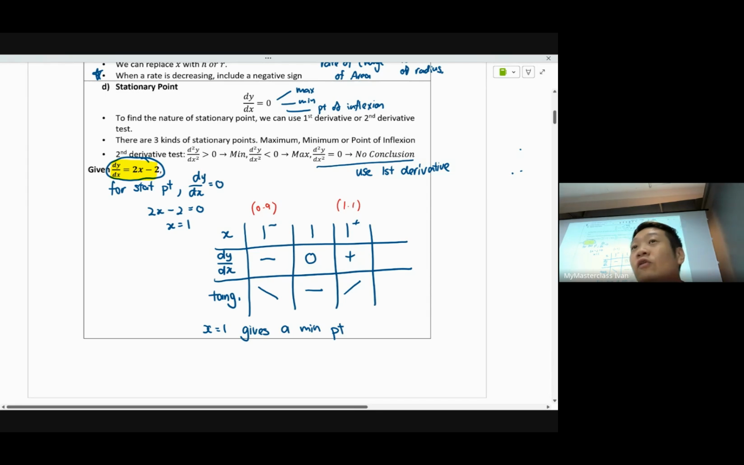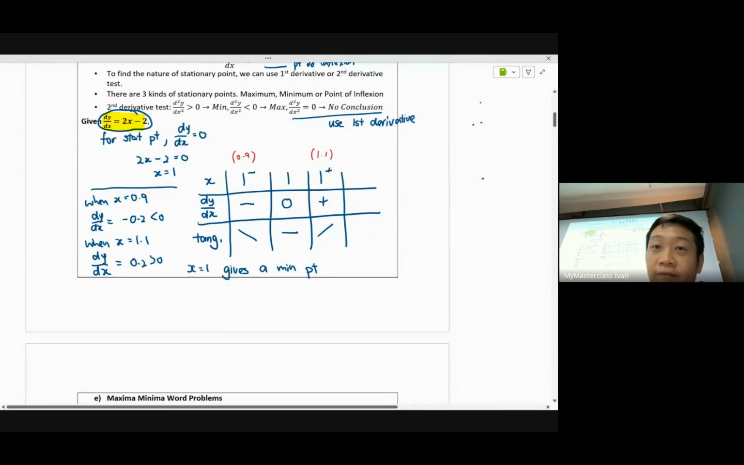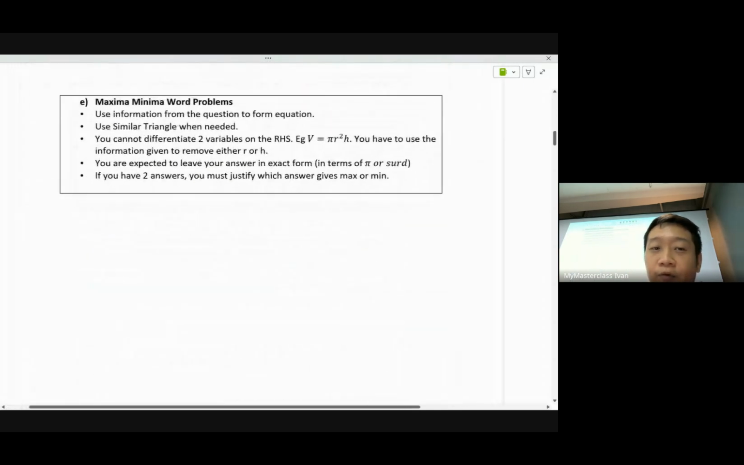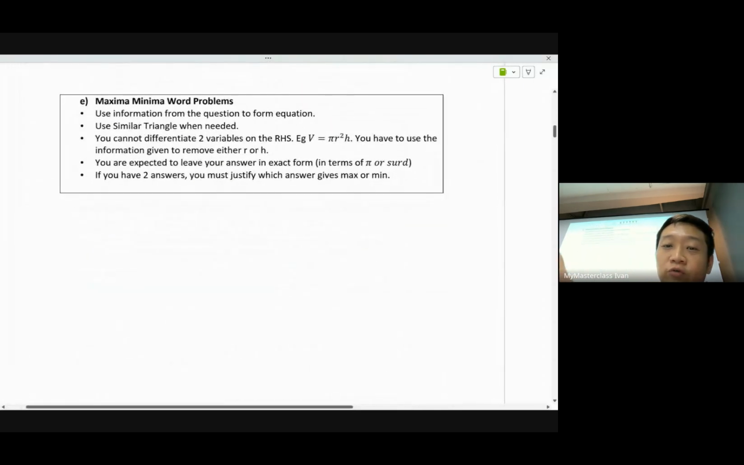I know a lot of you forgot how to do this. So the stationary point will always come together with what? Maxima, minima problems. Use the information from the question to form one equation. The one that you want to remove is always the subject. Use similar triangles when needed. You cannot differentiate two variables on the right side.